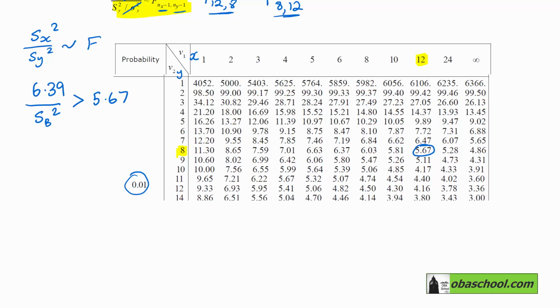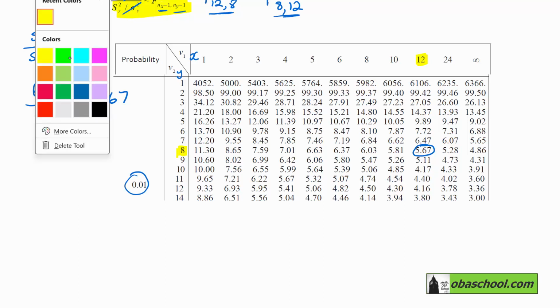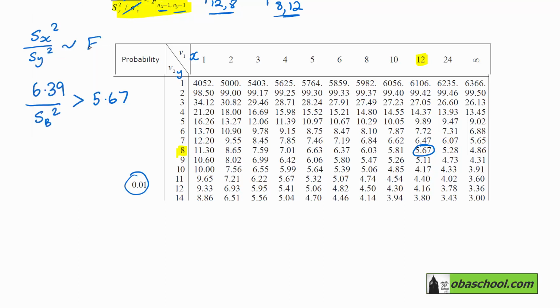The other way of doing it is to go in the other direction. So if we just get a different color to highlight, and let's go to 8 and 12. And those intersect here at 4.50. But that's with the other one being the unknown. So that's SB squared over 6.39 this time. Needs to be more than 4.50.